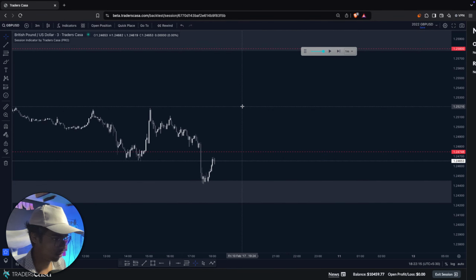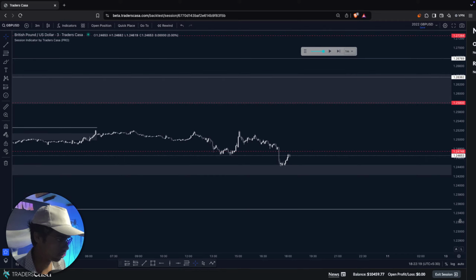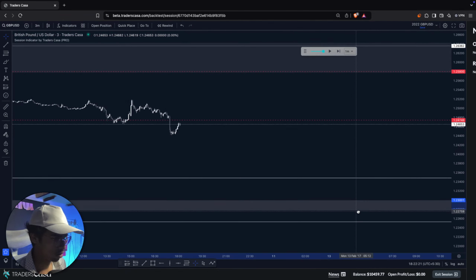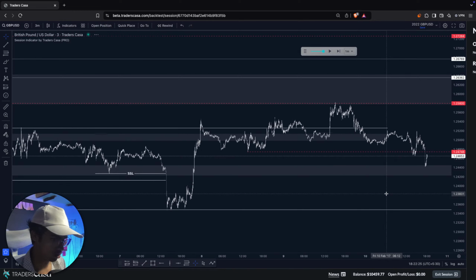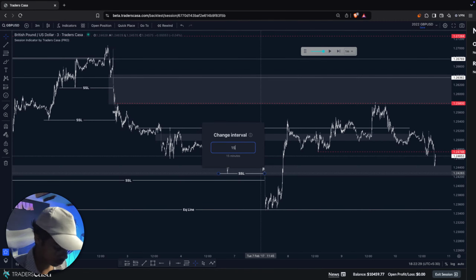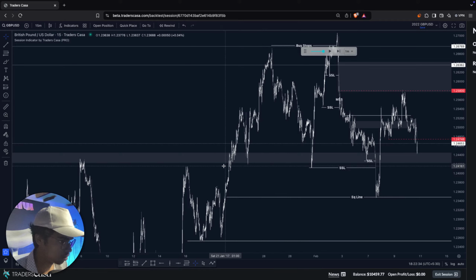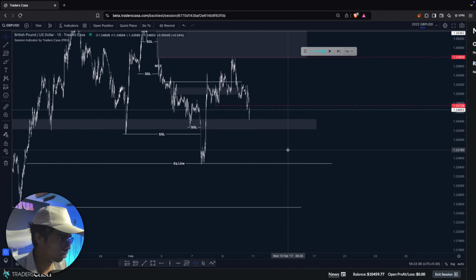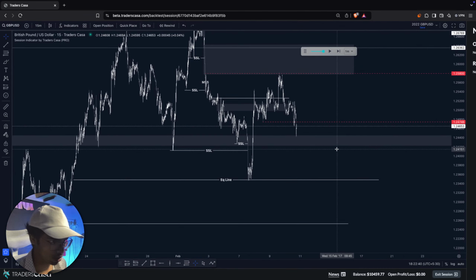Let's see. It's in the fair value gap. Yes, it's in the fair value gap. Can I take a downward trade? You know what? I should not take a downward trade. What do you think? What is this 15 minute fair value gap? Oh, it's coming out from the back and taking the support and resistance from this point. Got it.